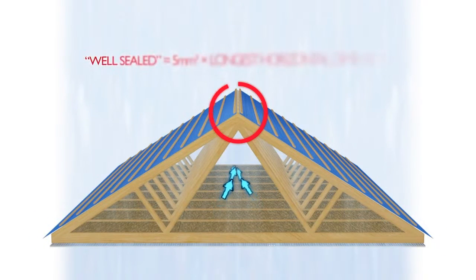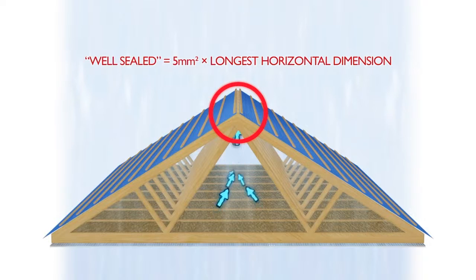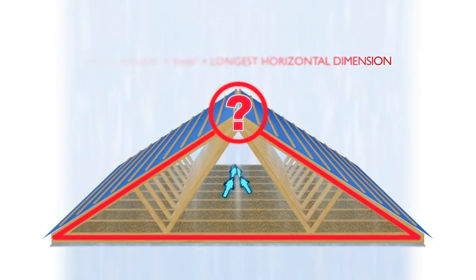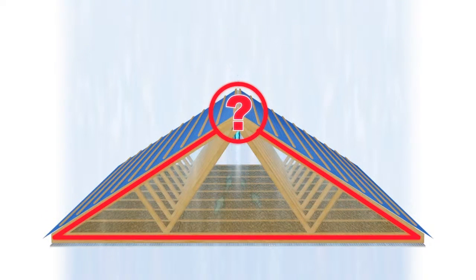A further option where the ceiling is well sealed is to have ventilation at the ridge only, equivalent to 5 times the longest horizontal dimension. It is not clear, however, how effective this type of ventilation is, given no airflow into the loft is possible through the well-sealed ceiling assembly or the airtight underlay.